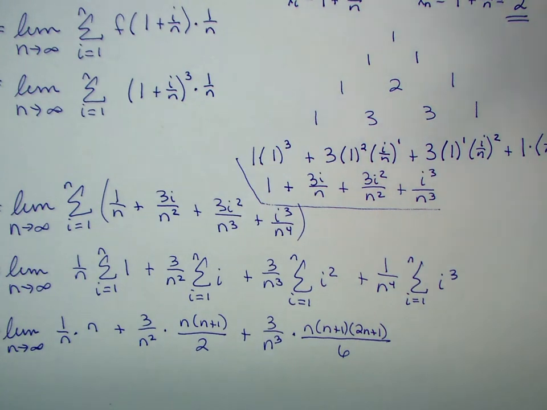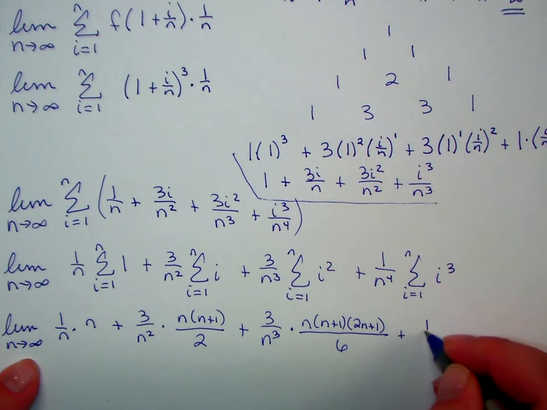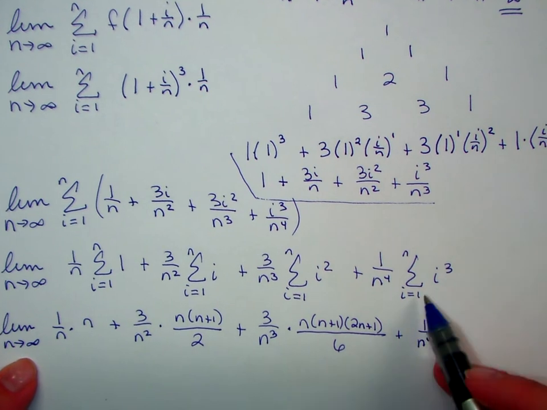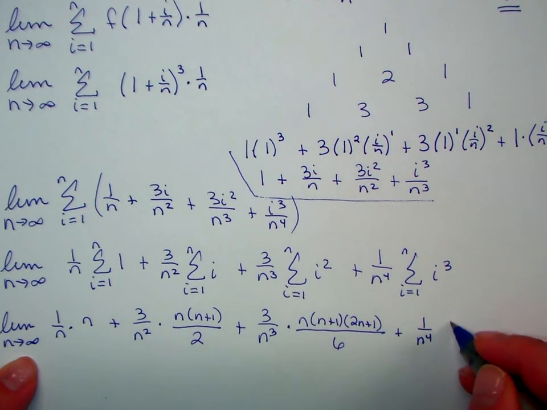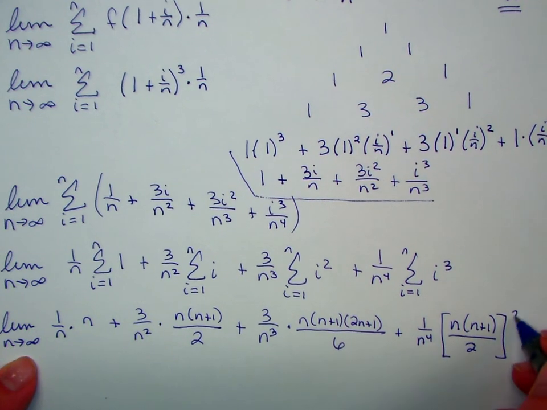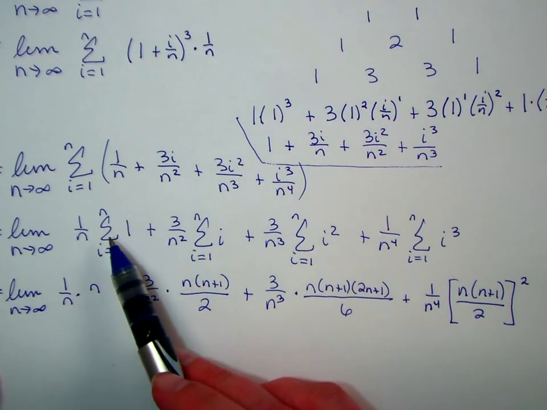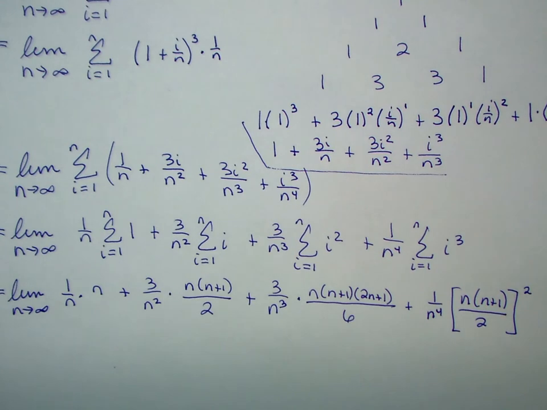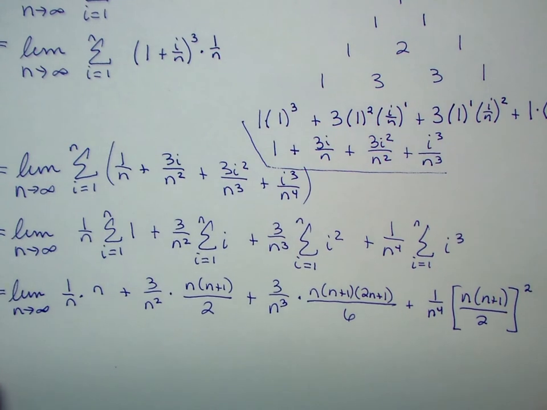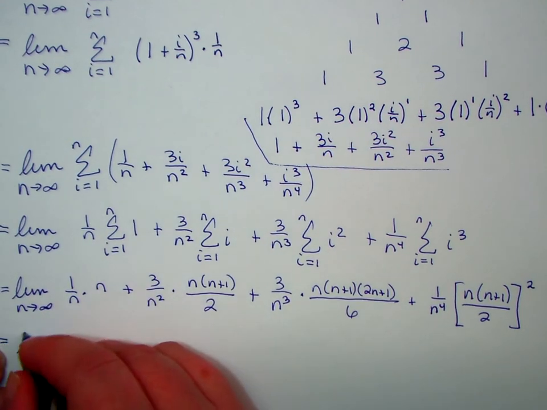Yes. Okay. Make sure you keep those sums handy so you don't make a mistake here. Plus 1 over n to the 4th, and the sum of i cubed was n times n plus 1 over 2 quantity squared. So I'm just replacing these summations with their formulas. Now I can clean this up so that I can evaluate the limit a little bit easier.